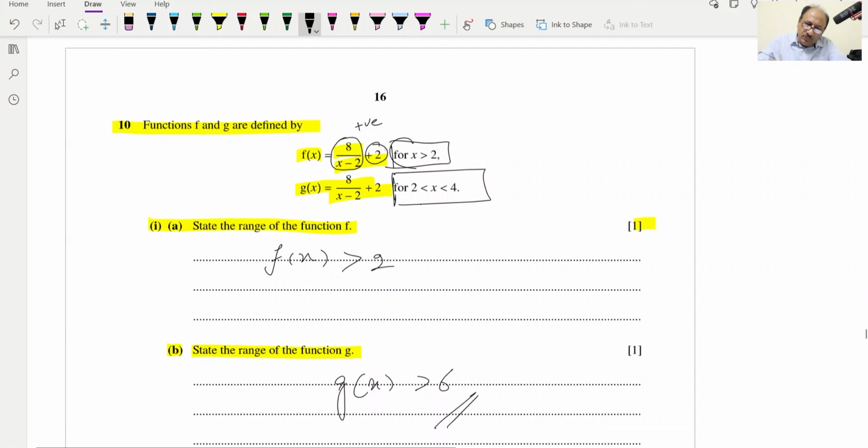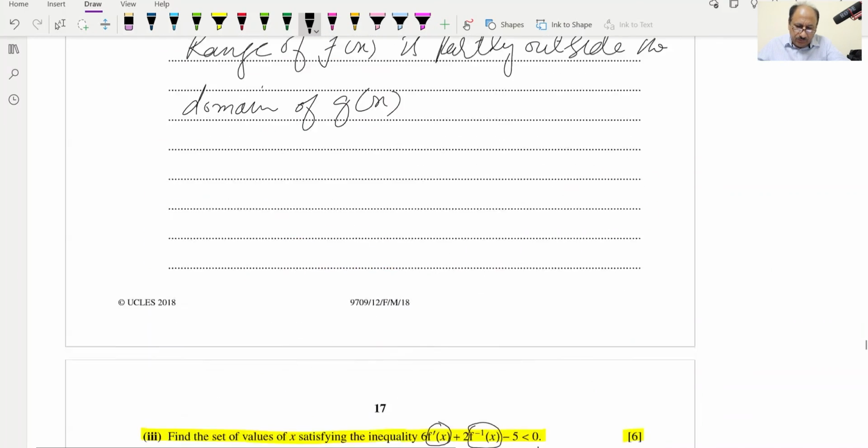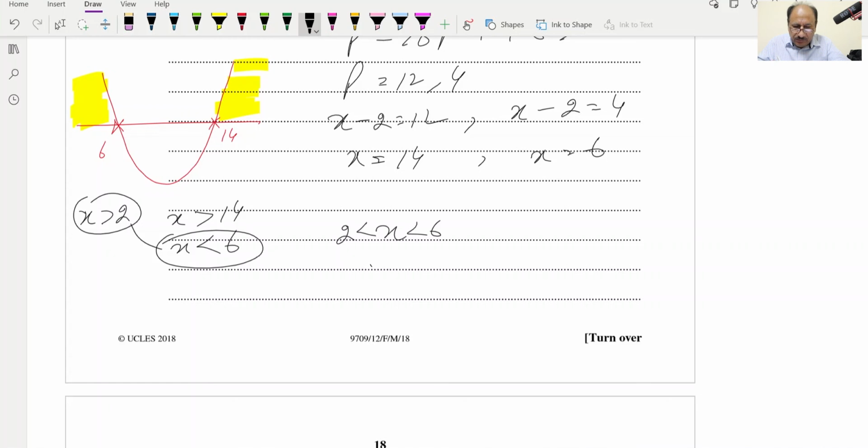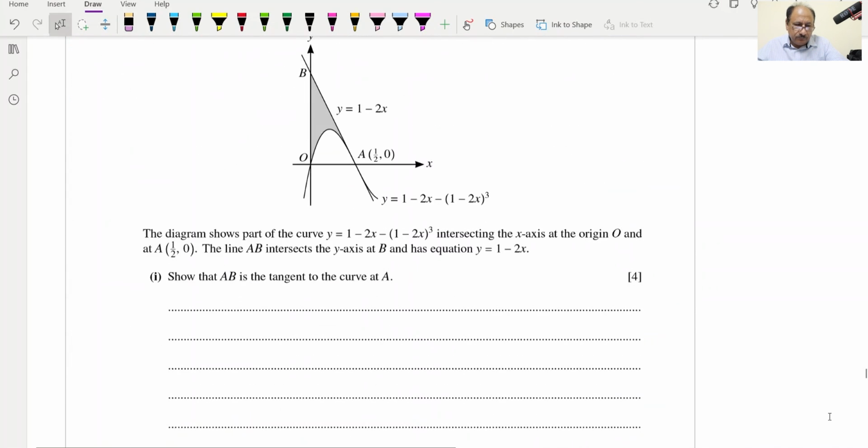One value is given in the question: x is greater than 2, so we will use this one. We can combine this and this value, and write x is greater than 2 and less than 6, that is one answer, and the second answer will be x is greater than 14. These two will be our answer.